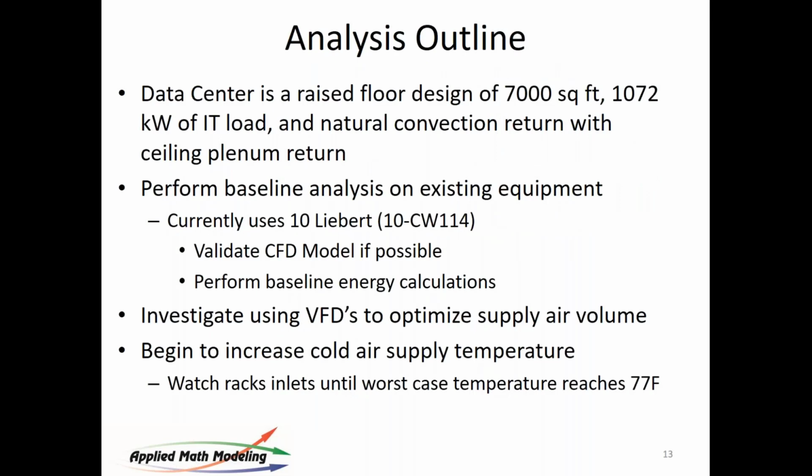So today we're going to take a look at a data center. It's going to be a 7,000 square foot data center. It's got about a megawatt of IT load in it, and it's got natural convection return with a ceiling plenum. I'll show you it in a moment. We're going to perform some baseline analysis on it. The cooling equipment in the room is the CW114s. That's a chilled water system, a chilled water air handler in the room. It's 114 kilowatts of cooling capacity at nominal temperatures.